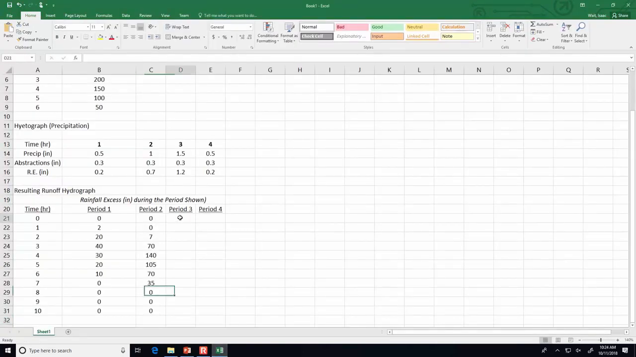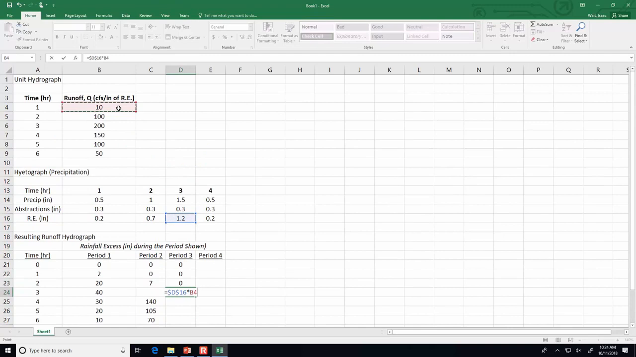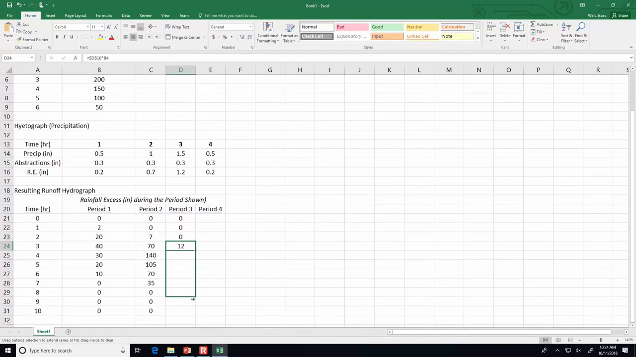So now we've got hour 2. Let's do the same thing with hour 3. So we have to type in 0, 0, 0. We have to stagger it. So we've offset it. And then we have 1.2 inches of excess, anchor that reference, times the unit hydrograph amount. And we drag it down through. And it should terminate at 60 because that's 50, the last hour of the unit hydrograph multiplied by 1.2 inches of rainfall excess. And then we put these extra zeros in. And then finally, we'll do period 4.